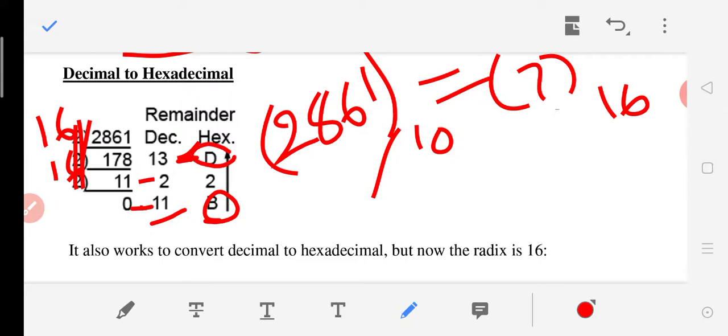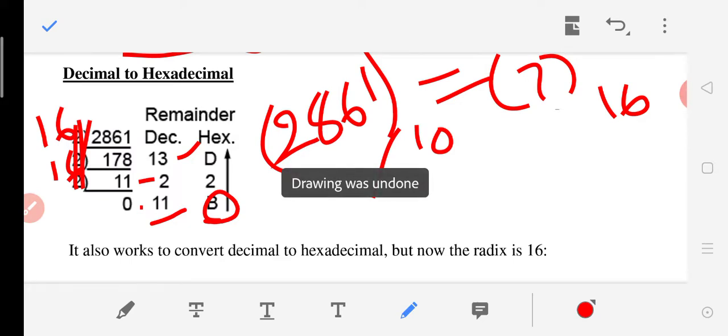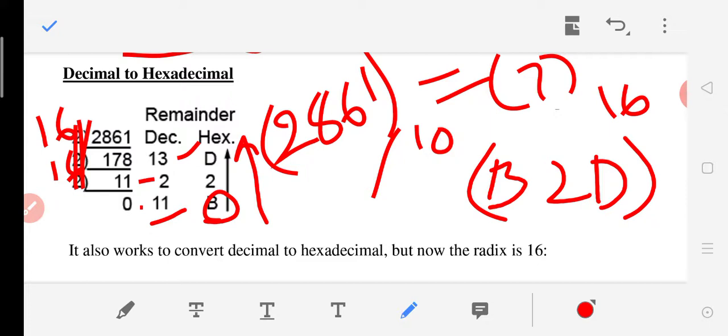10 is A, 11 is B, 12 is C, 13 is D, 14 is E, 15 is F. Keep it in mind and try to learn it by heart. Don't forget these important things. So again we take the remainders from bottom to top: B to D is the hexadecimal equivalent of decimal 2861. I hope you understand better.